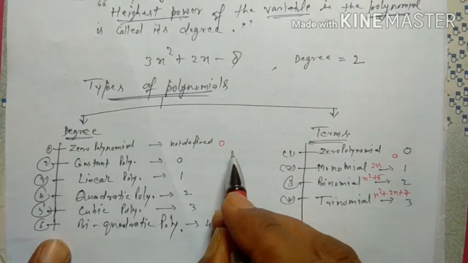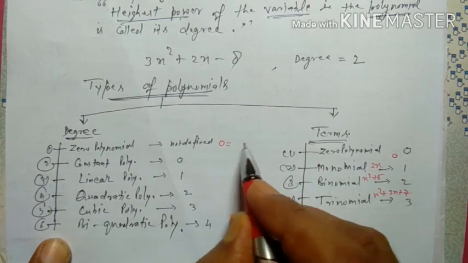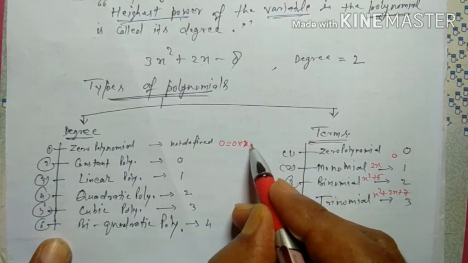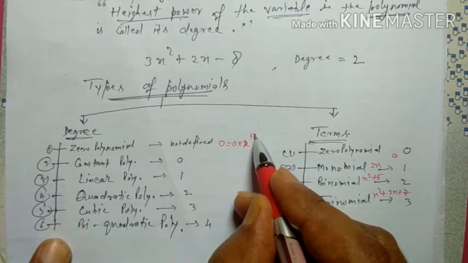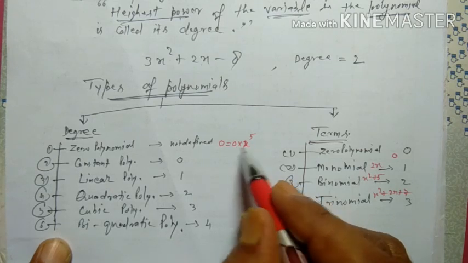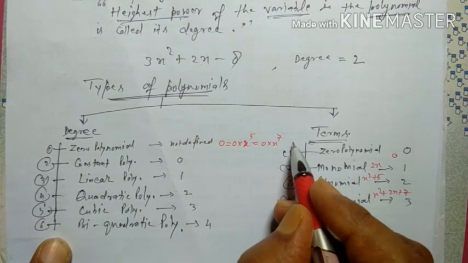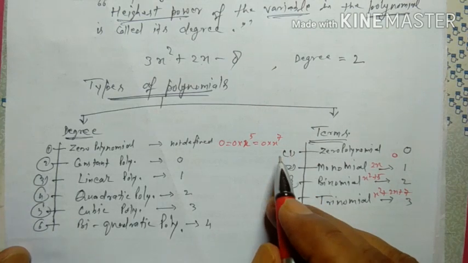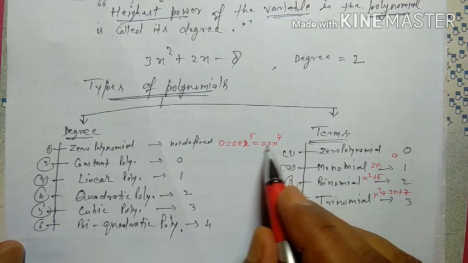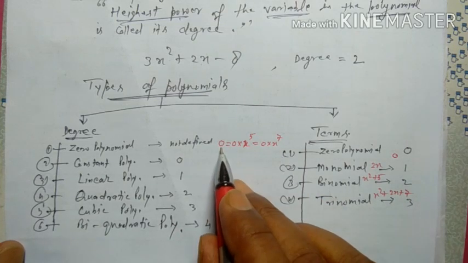Its degree is not defined, because you can write 0 as 0 into x power 5, 0 into x power 7, and so on. In this case the degree is 5, in this case the degree is 7, so the degree fluctuates. So this is not defined. The degree of 0 is not defined.